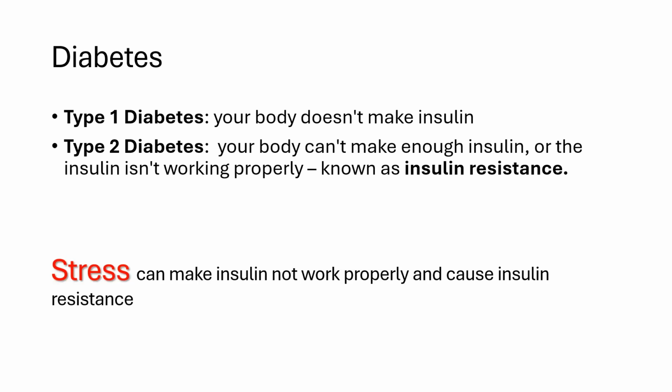And one big thing is that stress can make insulin not work properly and cause insulin resistance. So if you get super stressed, your insulin resistance can go up and you may have really high blood sugar levels. And this is then a problem for people with diabetes.